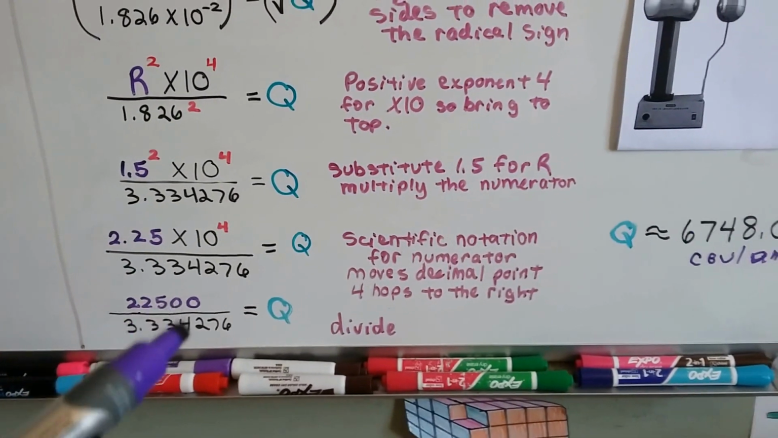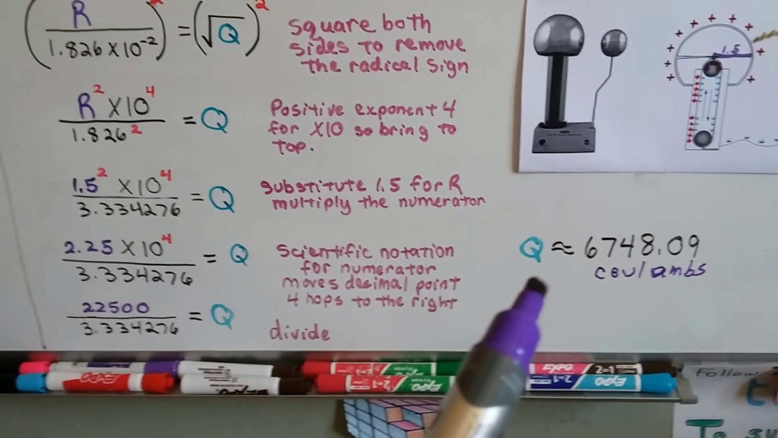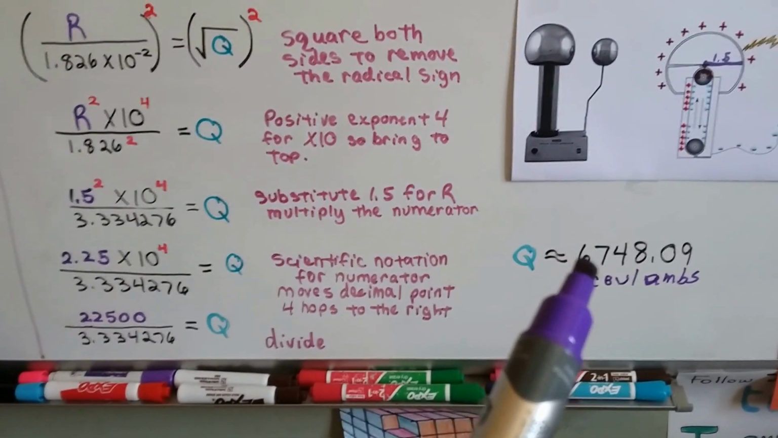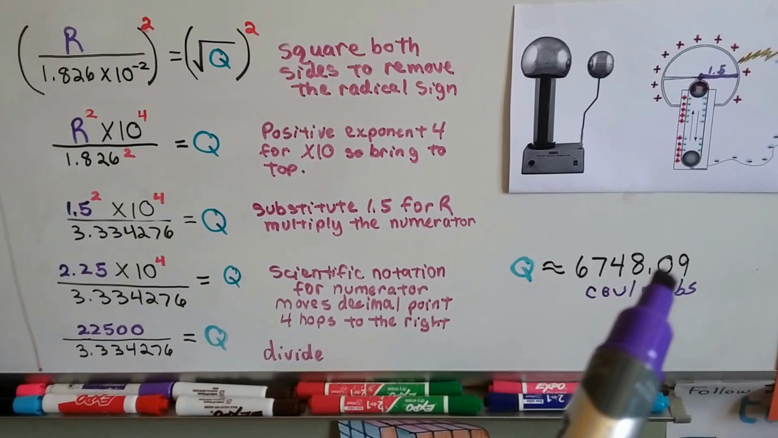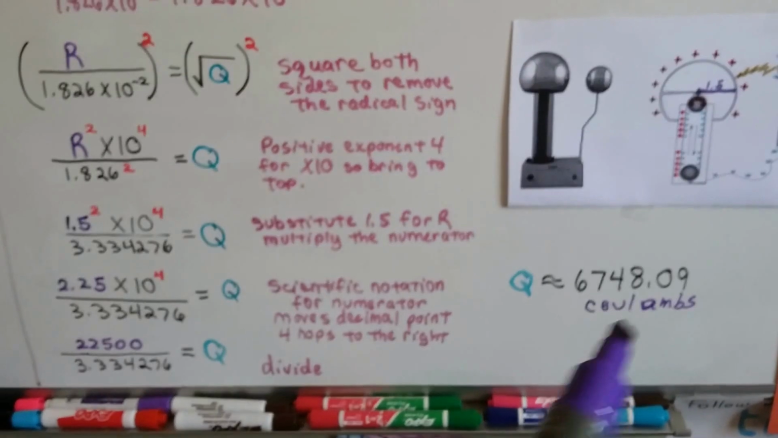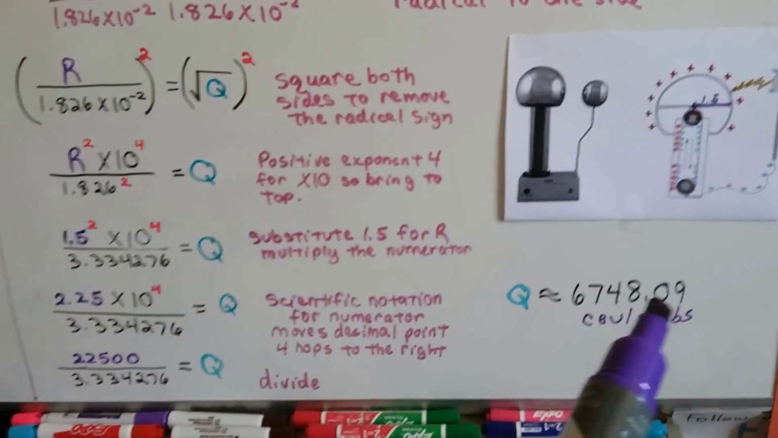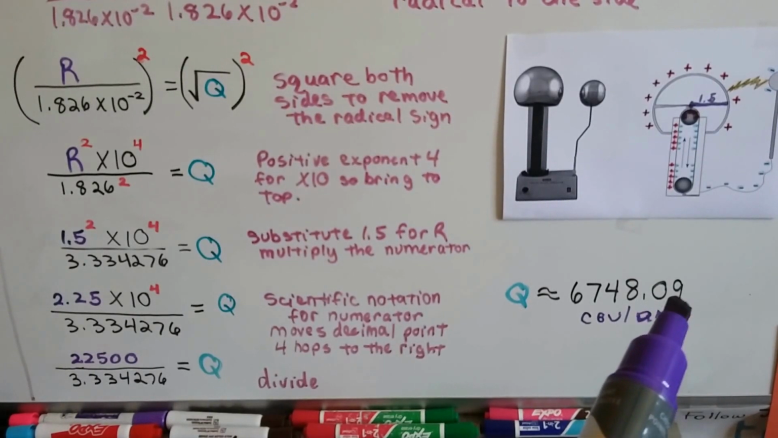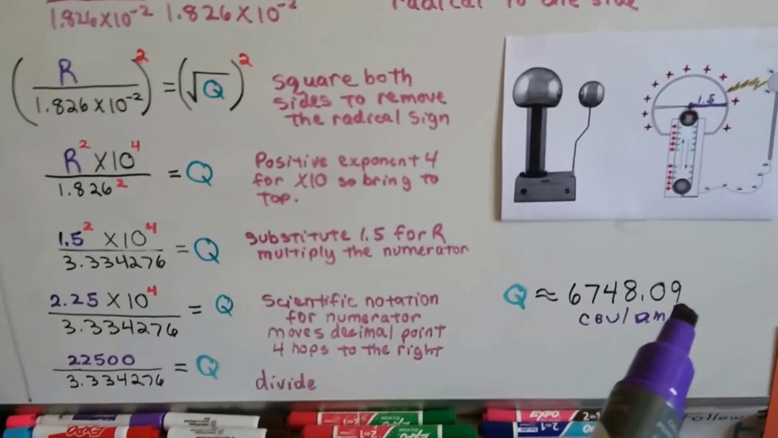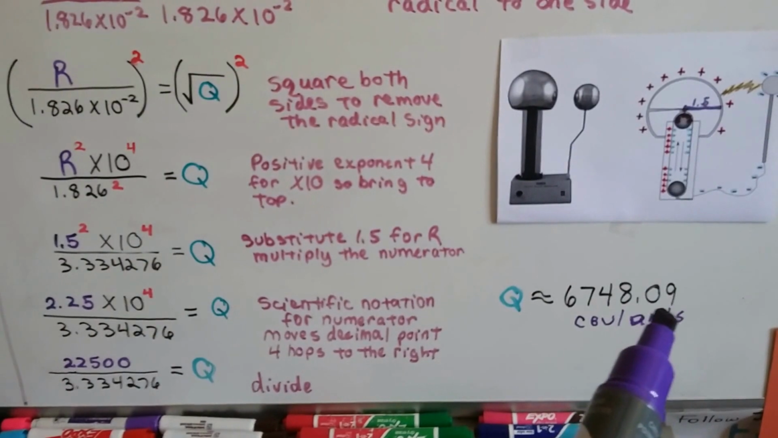We do our division, and we come up with that Q is approximately 6,748.09 coulombs, because it wasn't exact, it went 0.0910, something something. So I rounded it off to the nearest hundredth, okay?